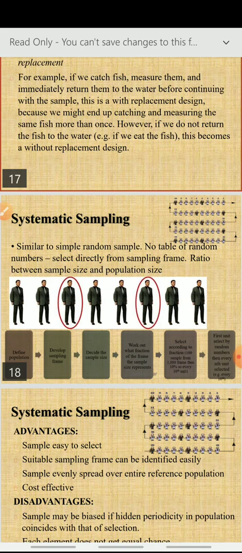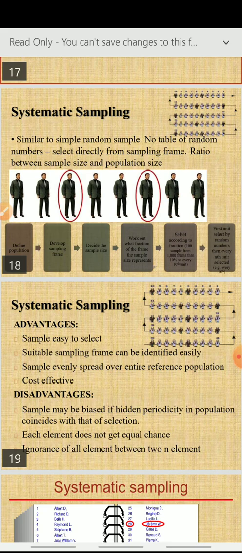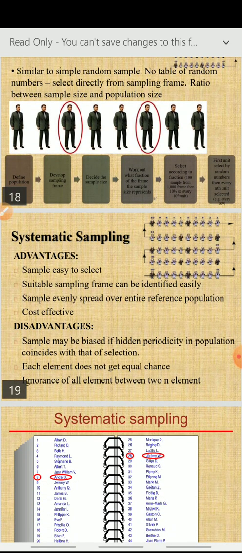So here you can read about the process of sampling. It's the same as simple random sampling, except for the fraction we are providing to collect the sample. Then systematic sampling has some advantages. This sample is very easy to select. A suitable sampling frame can be identified very easily. It is evenly spread over the entire reference population. It is a very cost effective method.